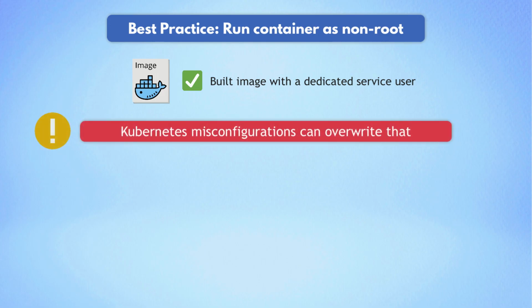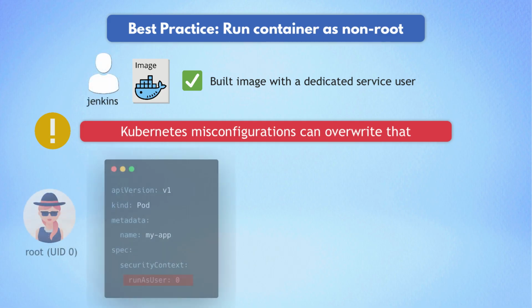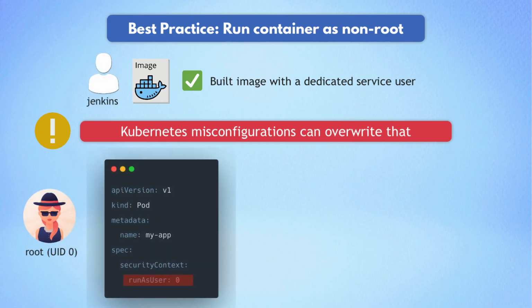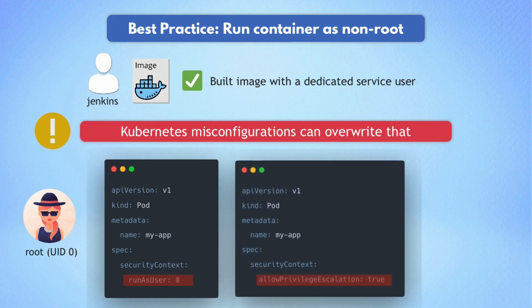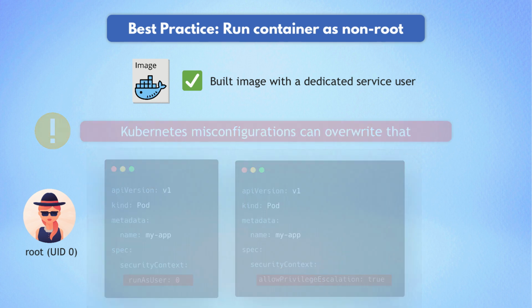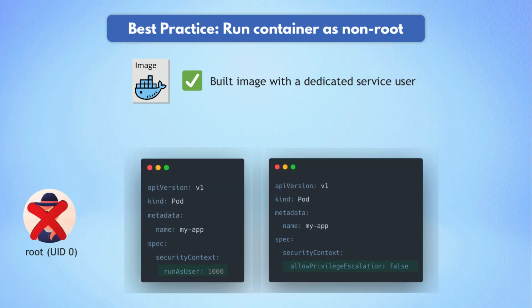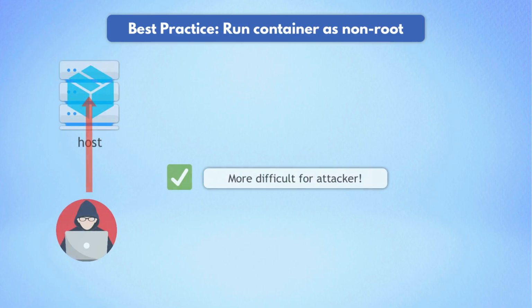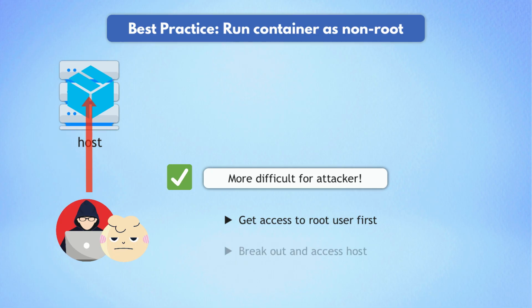So you might have an image that runs with a service user, but you can actually configure or misconfigure a pod to allow it to run with root or run it as a privileged container, or even allow access to the host network, which is not a good thing. And if this kind of misconfiguration slips into the cluster, your pod now becomes very insecure. So avoid running privileged containers to make it harder to break out from it. Because this way, the attacker will have to first get access to the root user inside the container, and then they will be able to break out and access the host.